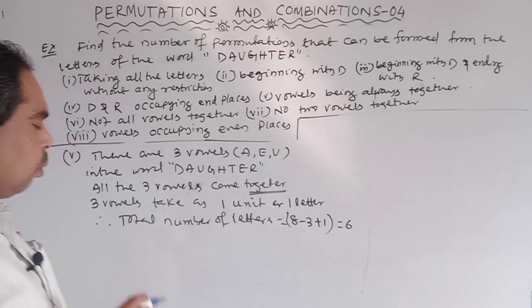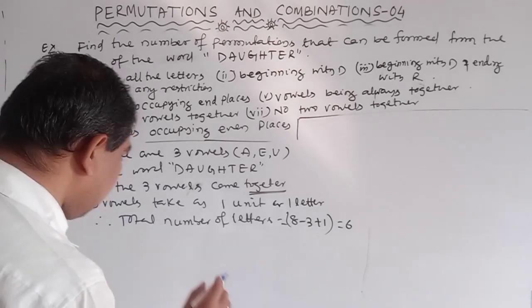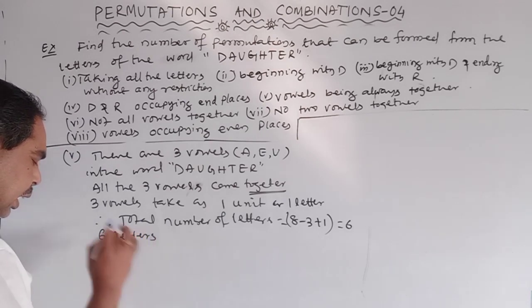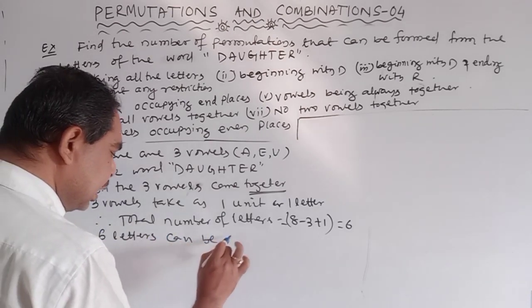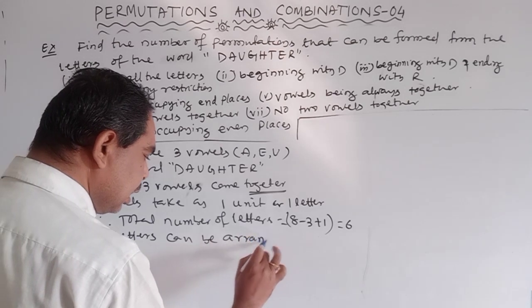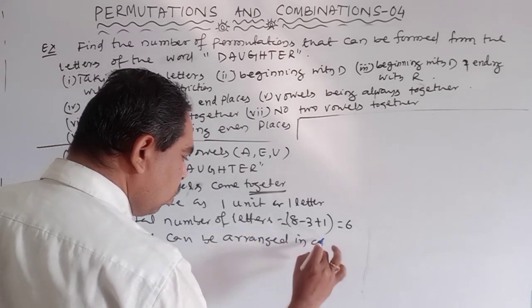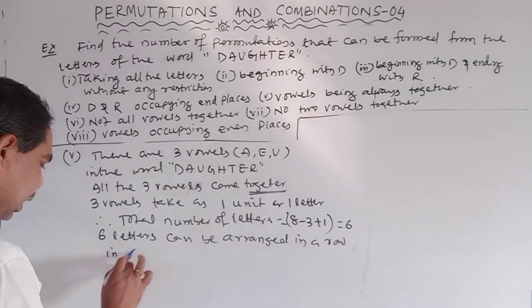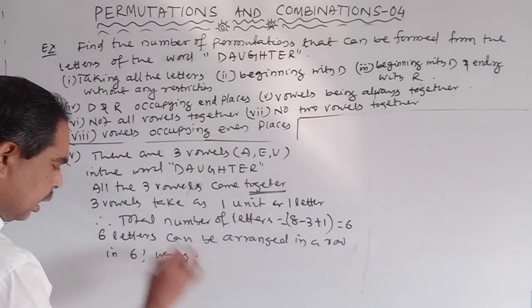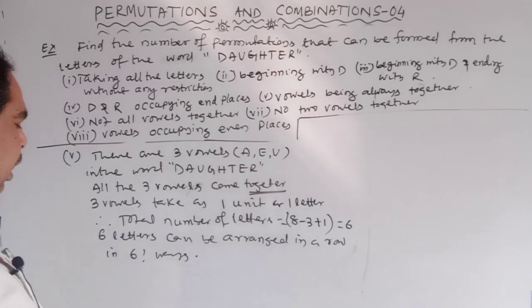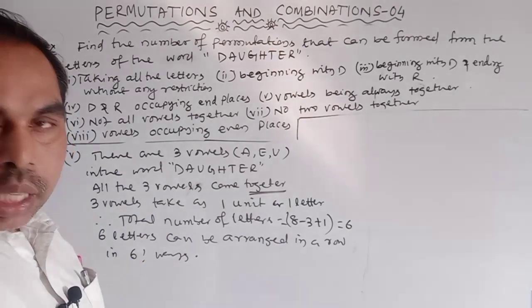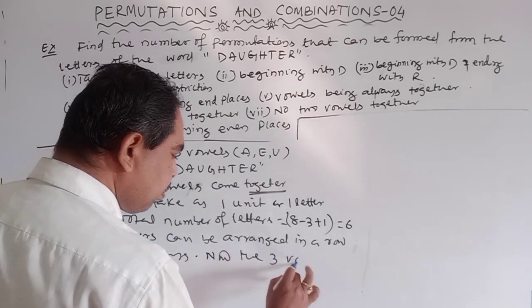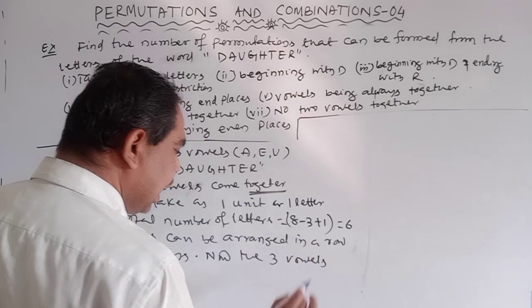So 6 letters can be arranged in a row in 6 factorial ways. Now the three vowels are arranged among themselves.